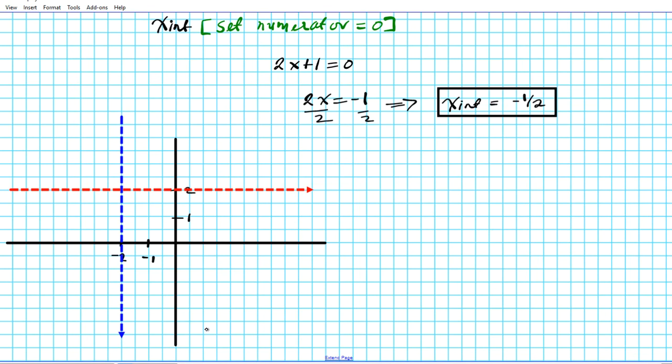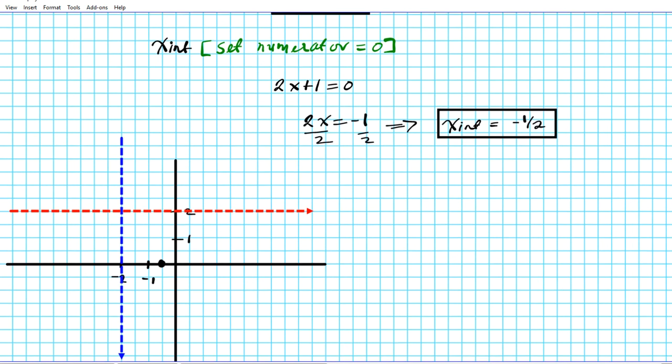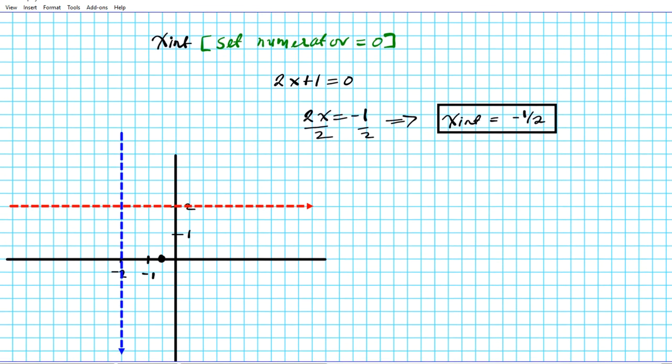We also have an x-intercept of negative 1/2. So that's going to be right here. And then we have, do we have a y-intercept here? Yes, we do. A y-intercept of positive 1/2. So that basically helps us to see what the graph is going to look like. Okay, so let's go ahead and insert the curve.